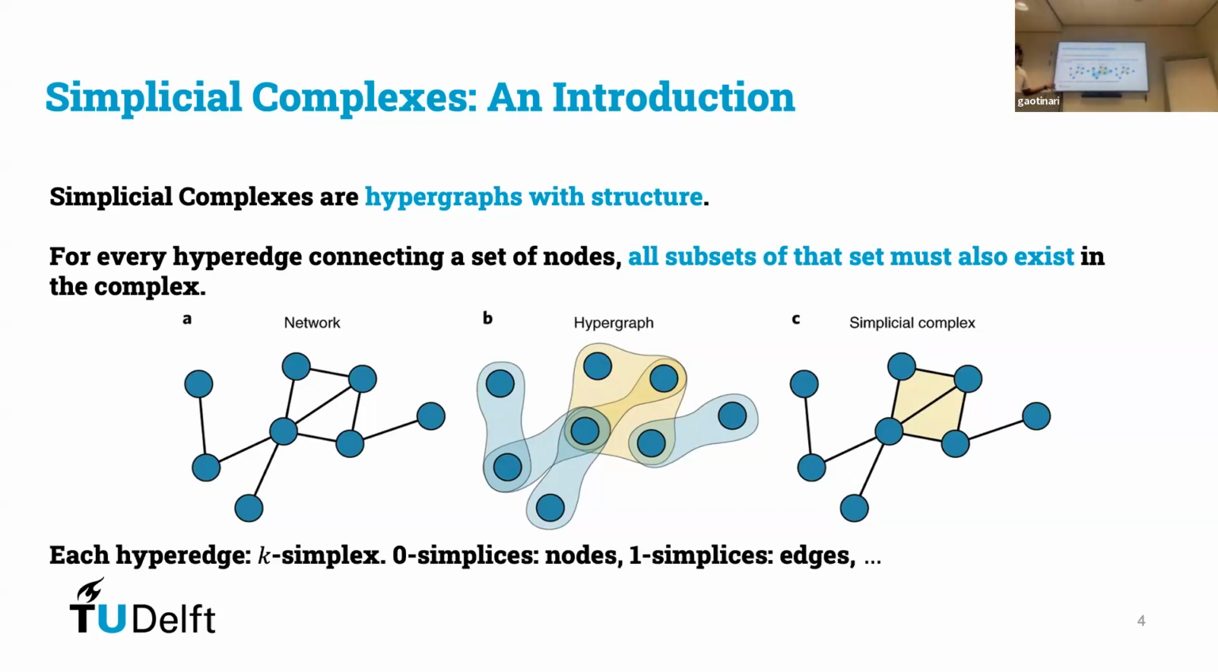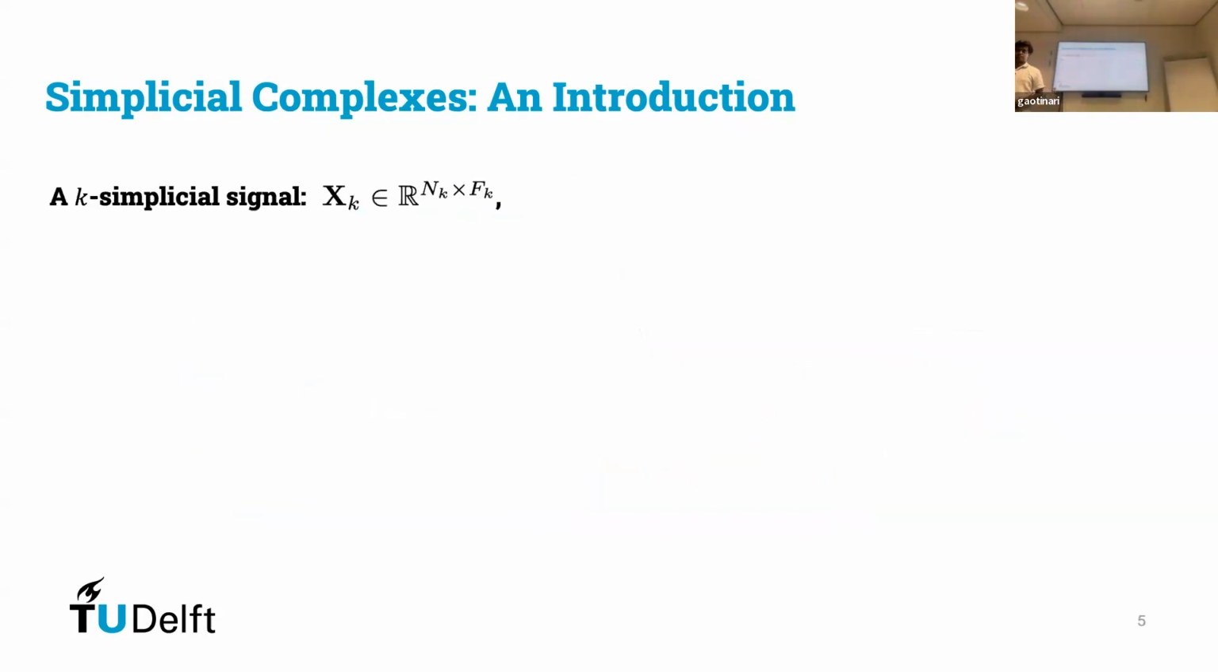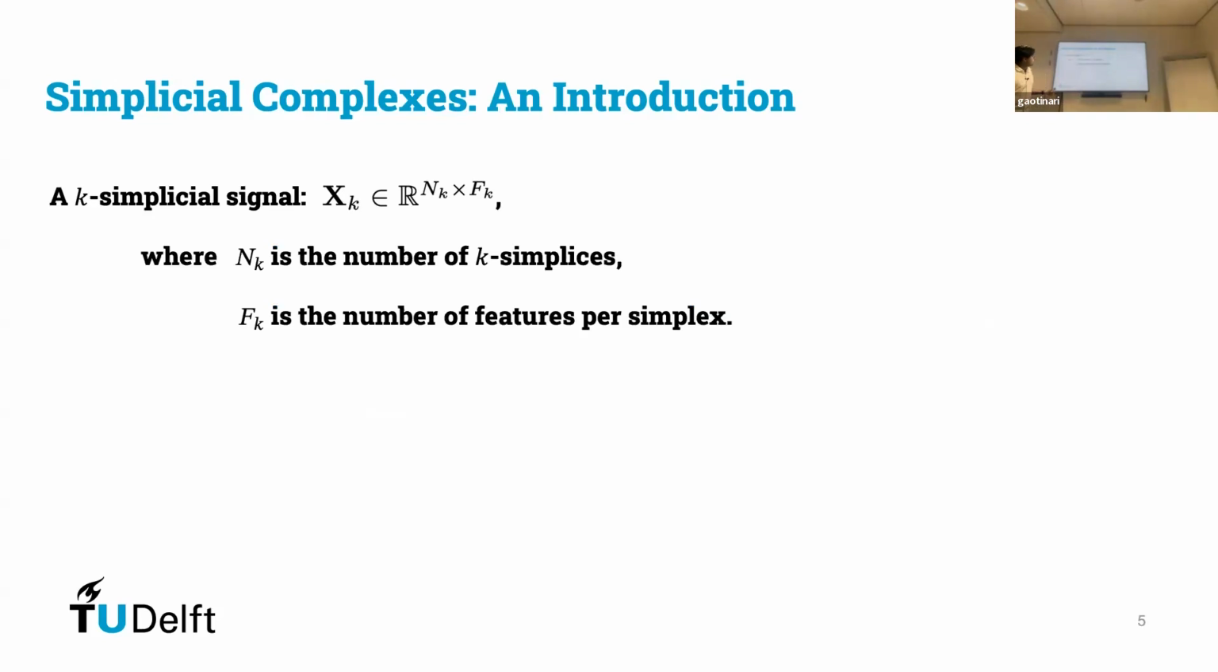So every hyperedge is what we call a K-simplex. 0-simplices are nodes, a 1-simplex is an edge, a 2-simplex is a triangle, and so on. Although in principle you can generalize to any level, in this work I will focus on only edges and triangles. So what is a K-simplicial signal? Basically we collect a vector on every K-simplex, and we have a matrix of N_k cross F_k, the number of simplices times the feature dimension on that simplex.